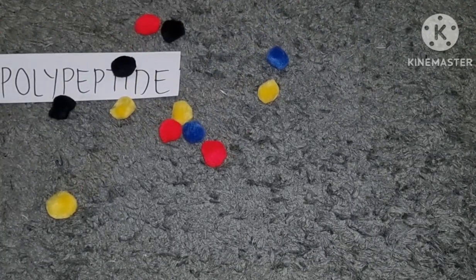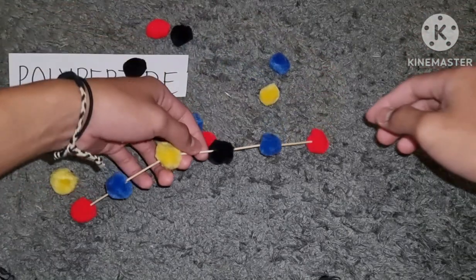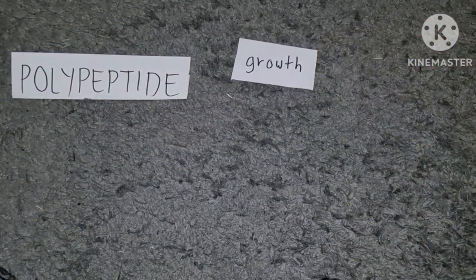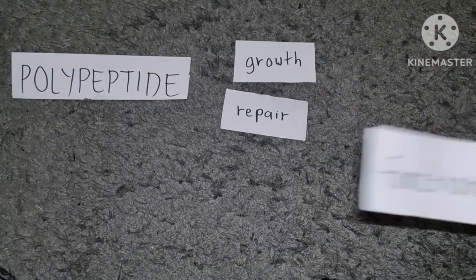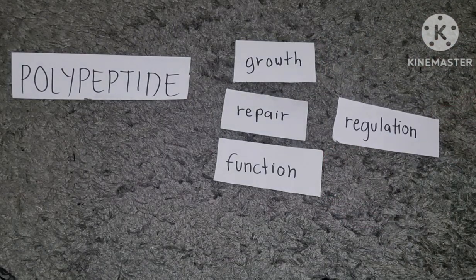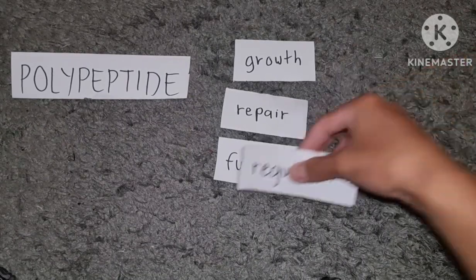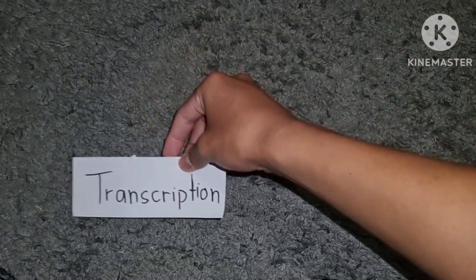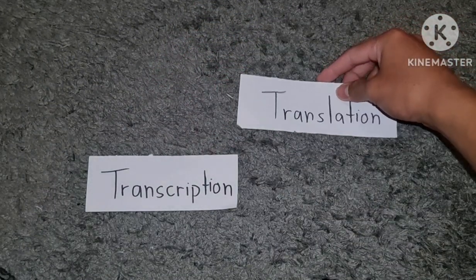A polypeptide is a single linear chain of amino acids that are linked covalently by peptide bonds. These polypeptide chains go on to make proteins essential for growth, repair, function, structure, and regulation of the body's tissues and organs. With this, it is important to understand polypeptide synthesis, which simply means the process of making a polypeptide. It is during this that two main steps occur: transcription and translation.